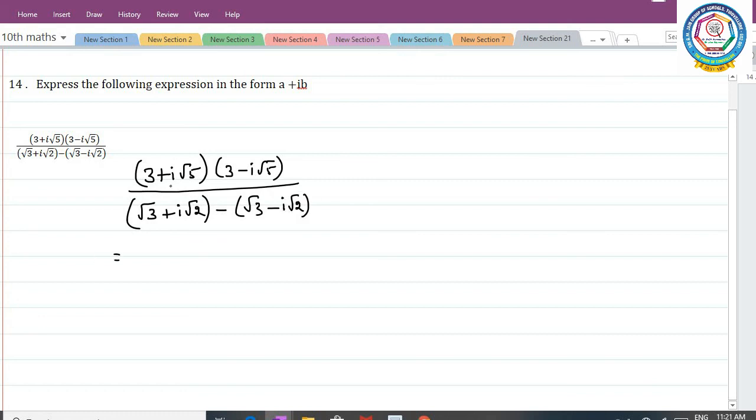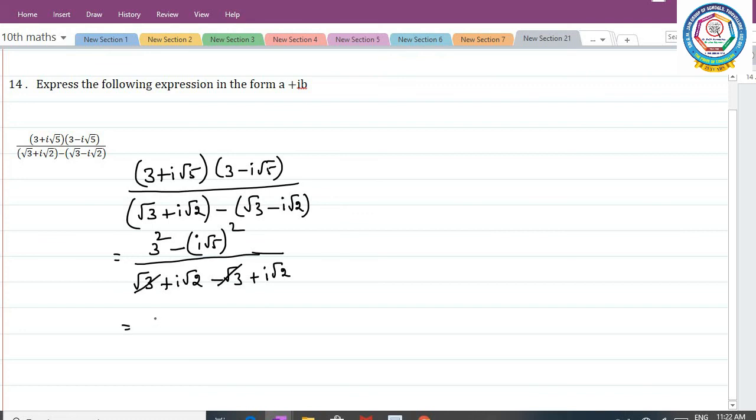So in the numerator it is in the form of (a plus b) into (a minus b). We know the identity (a plus b) into (a minus b) is equal to a squared minus b squared. Instead of a, 3 is there, so 3 squared, minus, instead of b, i root 5 the whole squared. In the denominator we have to remove the bracket: square root of 3 plus i square root of 2 minus square root of 3, minus into minus is plus, i square root of 2. So here plus root 3 and minus root 3 will cancel.